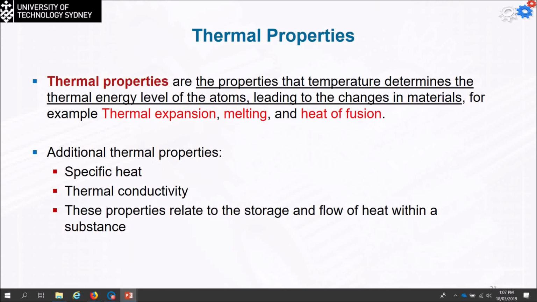So first about the thermal expansion, and actually, oh, by the way, have you checked the UTS online for the following?